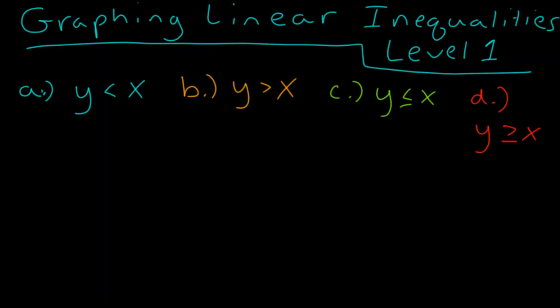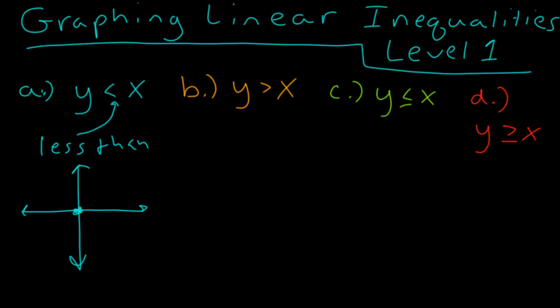Alright, welcome to the ultimate guide to graphing linear inequalities, level 1. Now for letter A, we have y is, and you need to know what this symbol means. Well, this symbol means less than. So this is something we need to commit to memory. And whenever you have just a y and an x, it's very simple. That line goes through the origin and has a slope of 1 over 1.